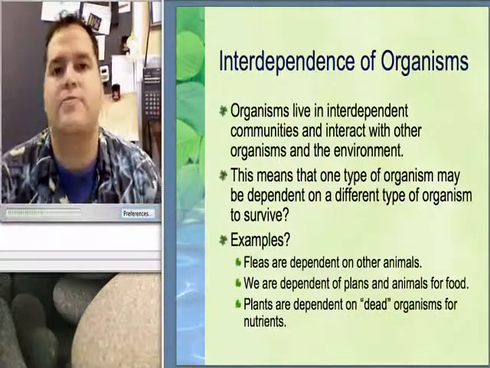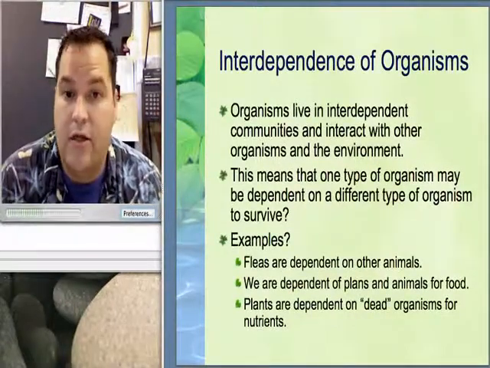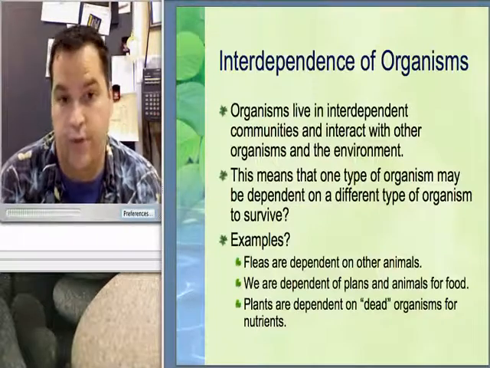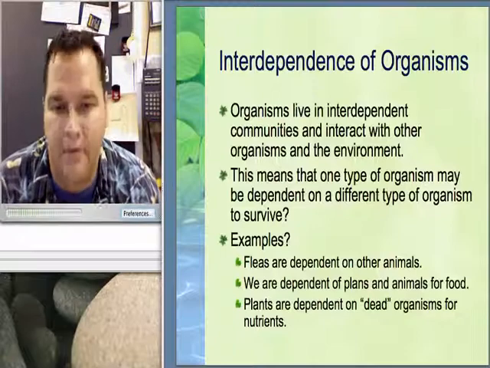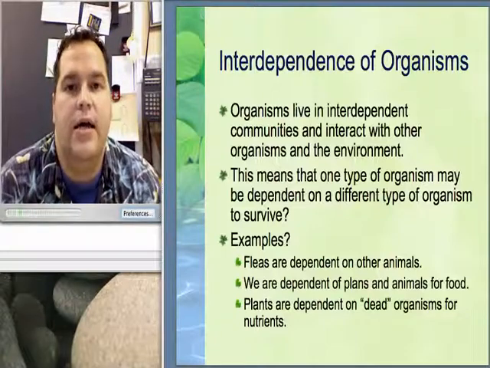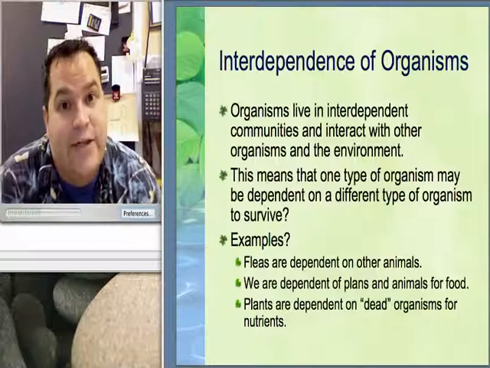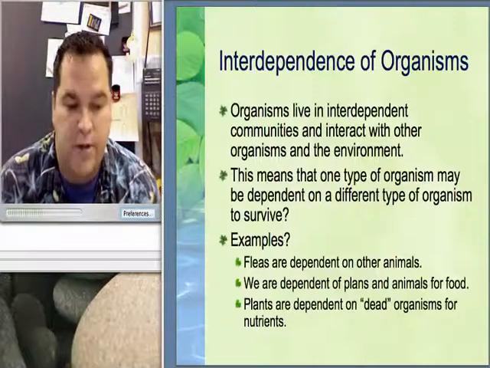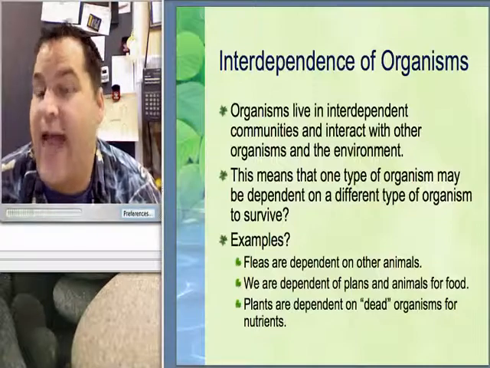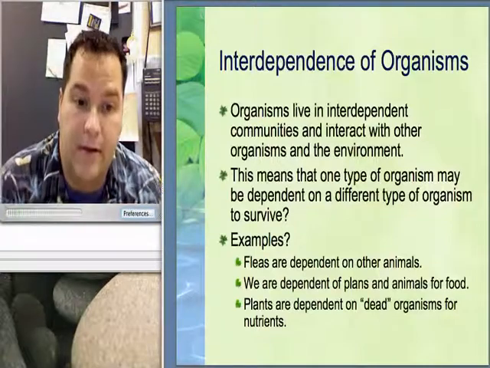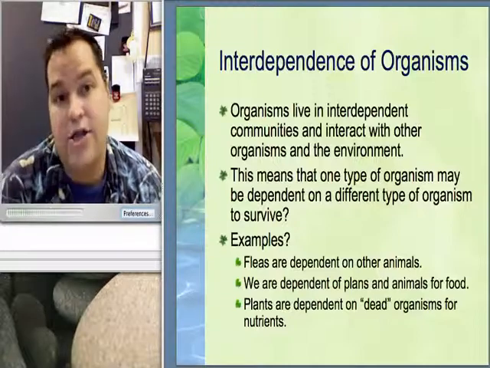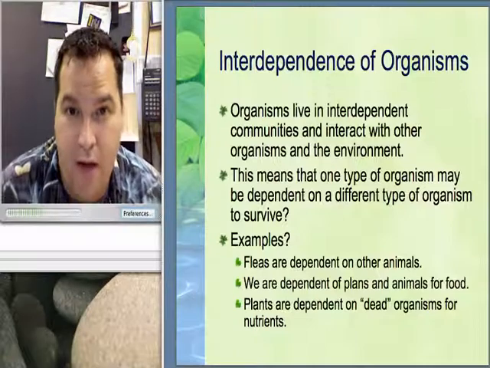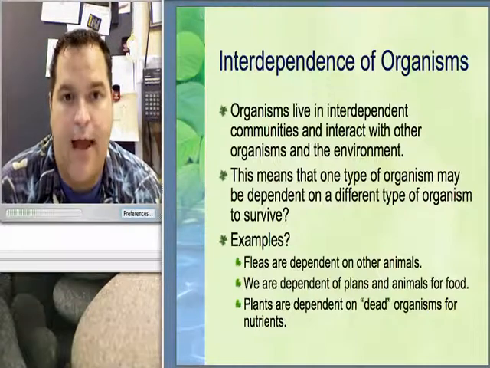You see, organisms live in interdependent communities where they depend on each other for habitat or for food or for shelter or for safety or for any number of reasons. This means that most organisms depend on at least one other, if not more than one other, for survival. Fleas depend on your dog or your cat for a place to live and for food. We're dependent on plants and animals for our food. As a matter of fact, I challenge you to think about something you've eaten in the past 24 hours that didn't in some way come from a plant or an animal, right?